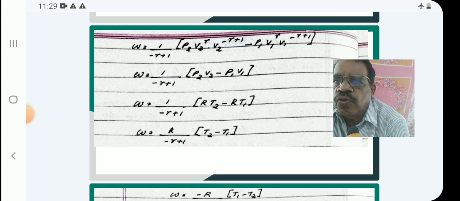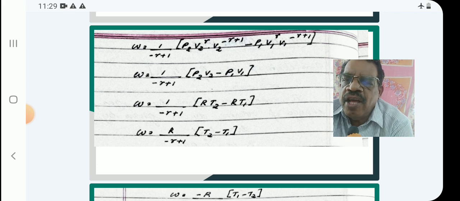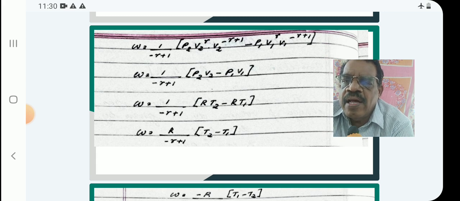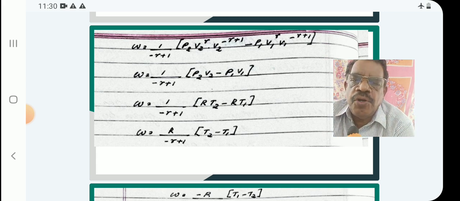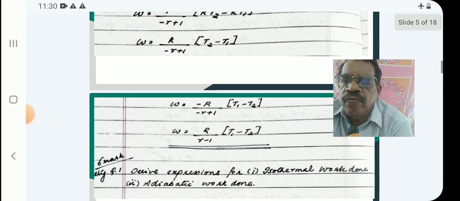PV raised to gamma is K. So we can write P1 V1 raised to gamma is K, P2 V2 raised to gamma is K. So in the first term we write K as P2 V2 raised to gamma. In the second term we write K as P1 V1 raised to gamma. We multiply, we get W is equal to 1 by minus gamma plus 1, and inside we get P2 V2 minus P1 V1. And P2 V2 is RT2 and P1 V1 is RT1. R is taken out. W is R by minus gamma plus 1 into T2 minus T1.